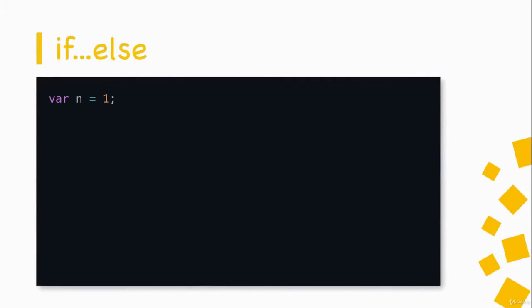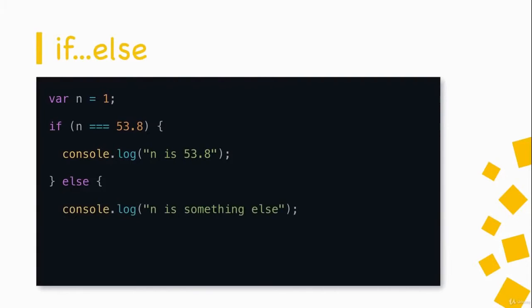Now let's see some more examples. So first we'll start with a variable, var n, which equals the number 1. So variable n equals 1. And now we'll define the if block. So if n is strictly equal to 53.8, then we will log to the console n is 53.8. Else, if that's not true, then we will log to the console n is something else. And then we end the code block. And the result is we get the string n is something else logged to the console.